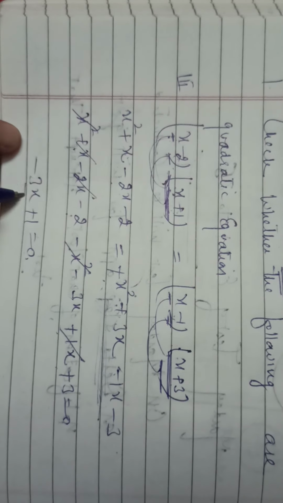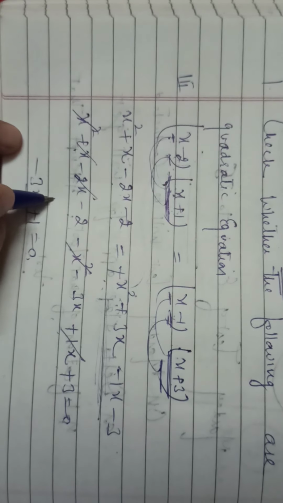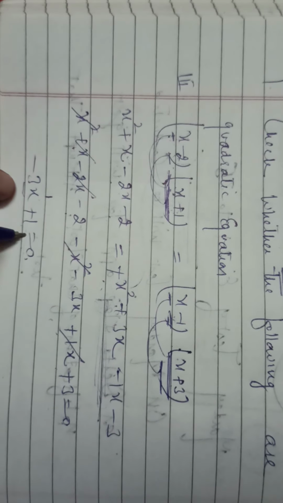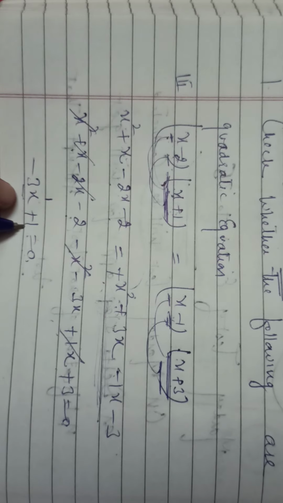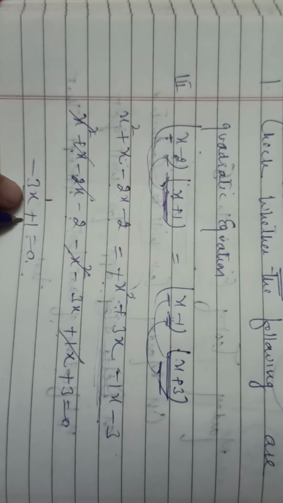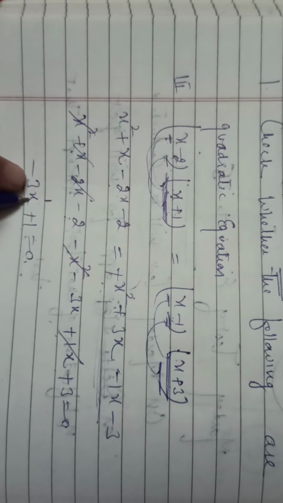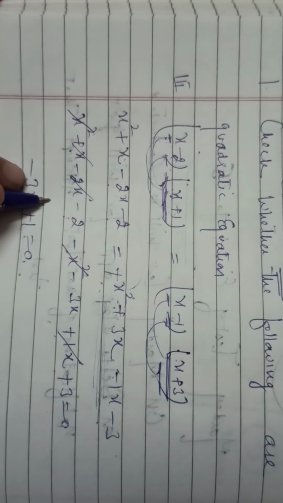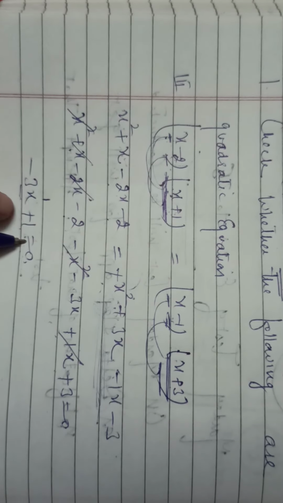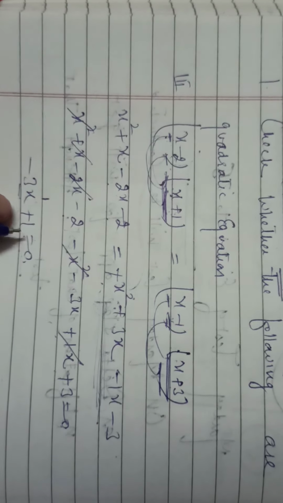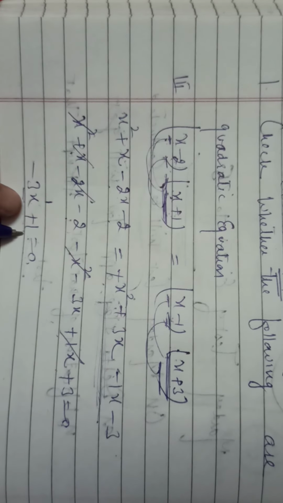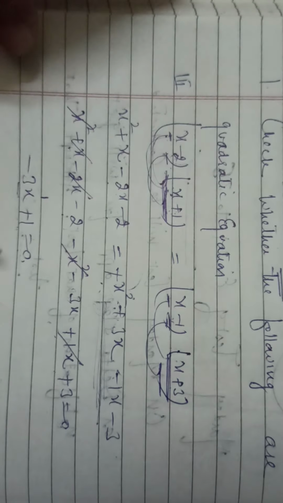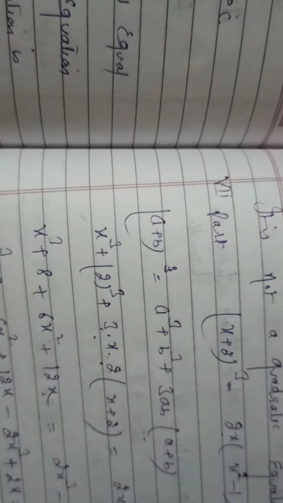Now children, here the degree of this variable is 1. The degree is not 2, so it is not a quadratic equation. It is a linear equation because the degree is 1 and it is an equation because the equal sign is there. It is a linear equation, not a quadratic equation. Clear? Now come to the seventh part.